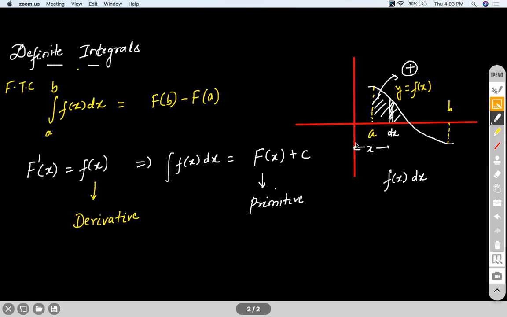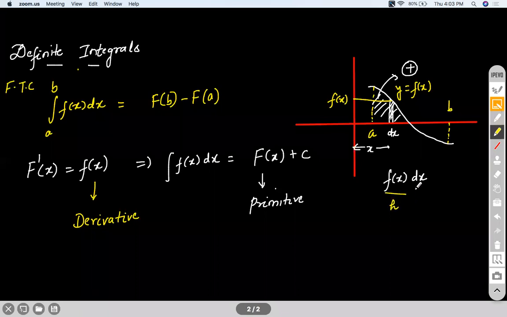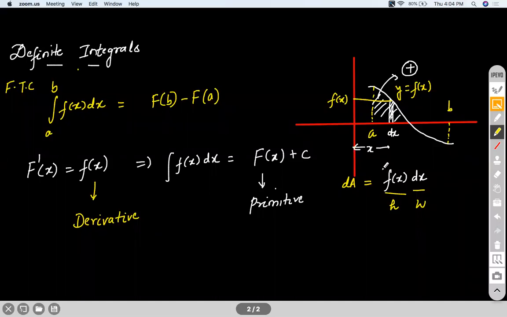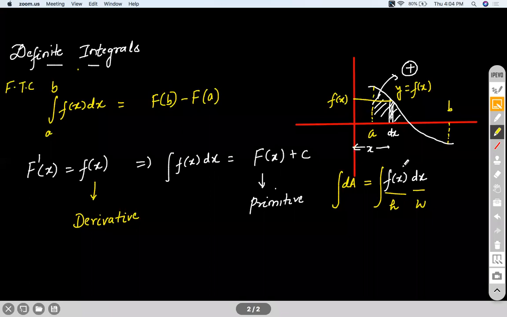Okay. So if you choose at a distance of x a very thin rectangular strip of thickness dx, of course, the height of this will be f of x itself. Then f of x represents the height, dx represents the width. So this gives you the differential area, or the infinitesimally small area of the strip. When you integrate this, you are adding all these small areas. Now remember, height and width are both positive here. Height is positive, because you are measuring in the positive direction up.